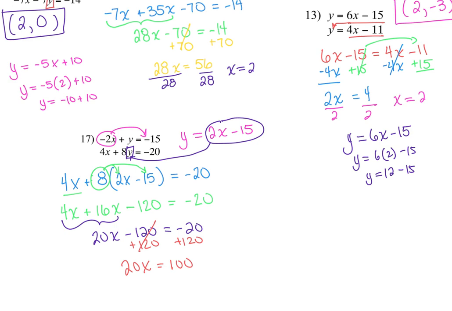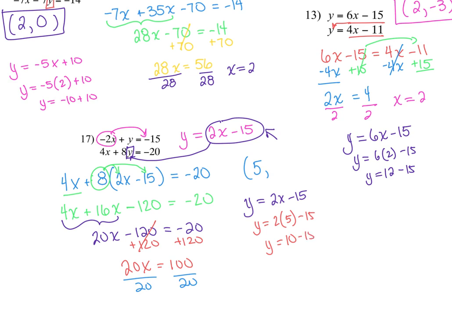And then I am going to divide both sides by that 20. So what is x here? 100 divided by 20, x is 5. Once I have my x, I can plug it right back into this equation that I had set up. Y equals 2x minus 15. Y equals 2 times 5 minus 15. Y equals 10 minus 15. So y here is negative 5.